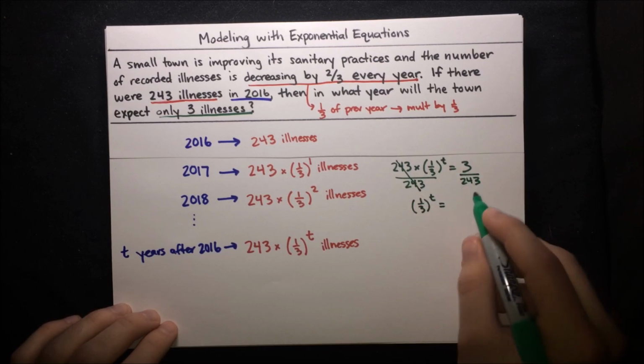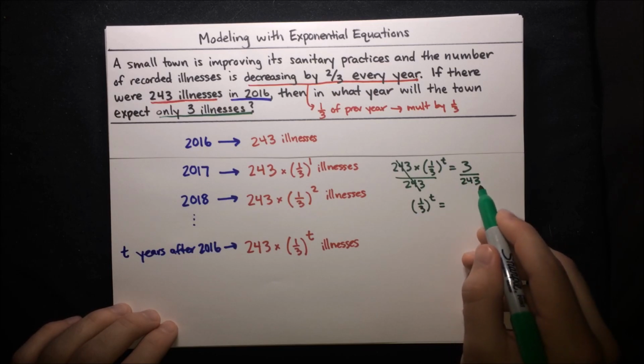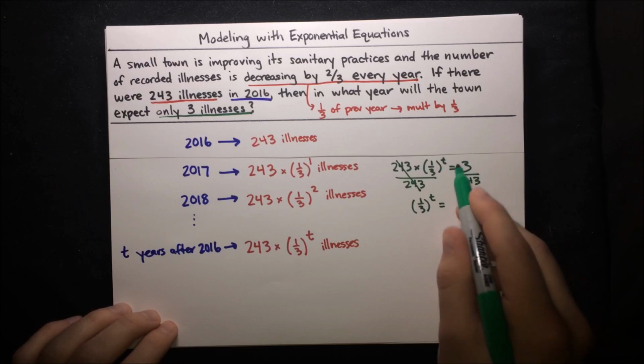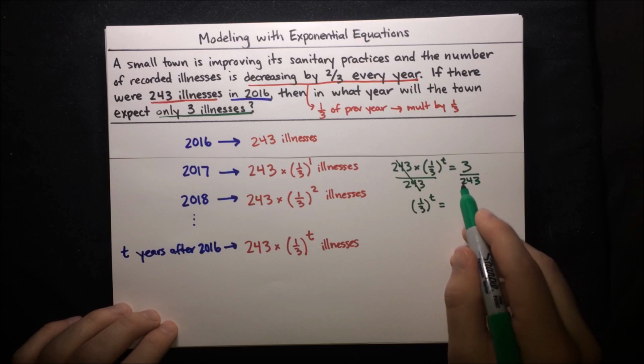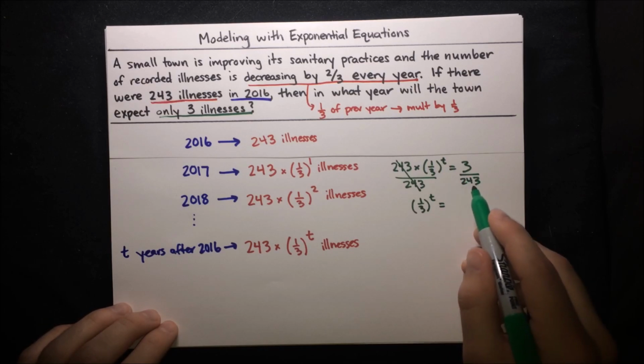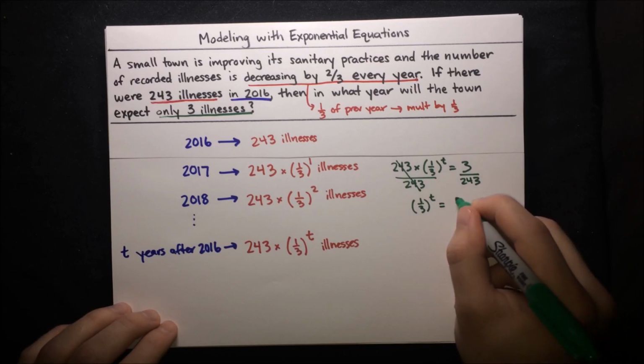3 over 243. And the sum of digits here, 2 plus 4 plus 3, that's 9, which is divisible by 3, so we know that 243 is divisible by 3, and therefore this fraction can be simplified. So 3 times what makes 243? Well, 3 times 80 makes 240, so 3 times 81 makes 243. So this fraction can be simplified to 1 over 81.